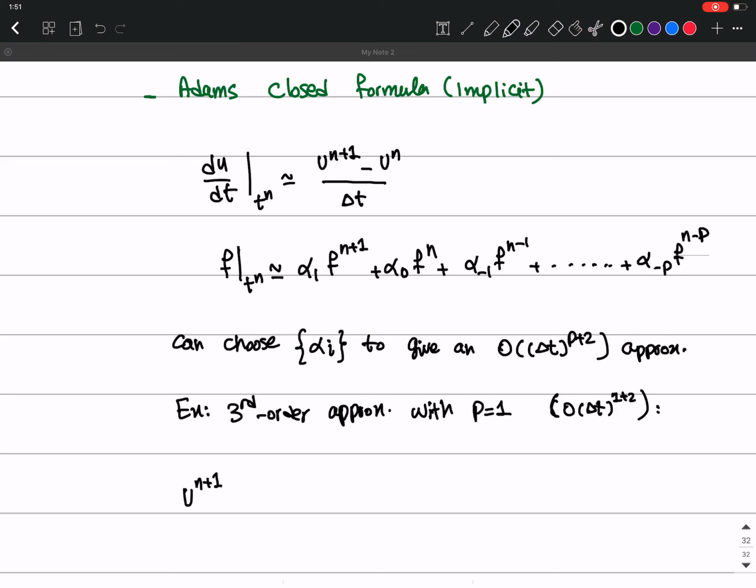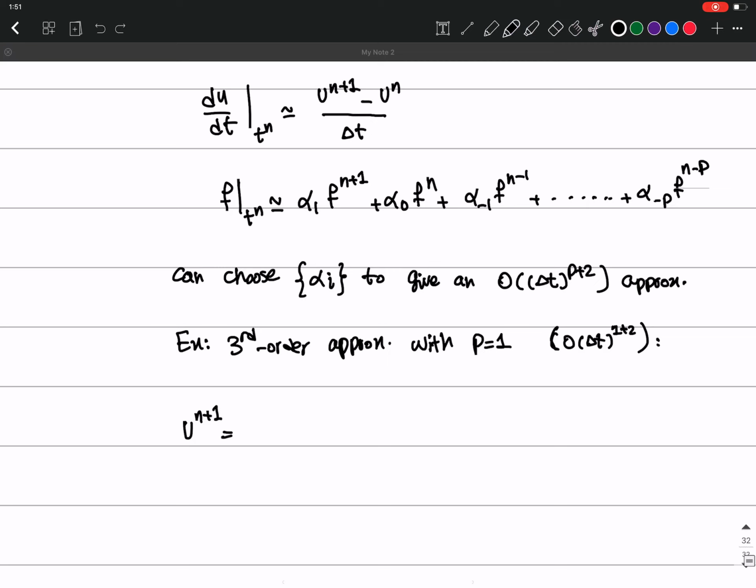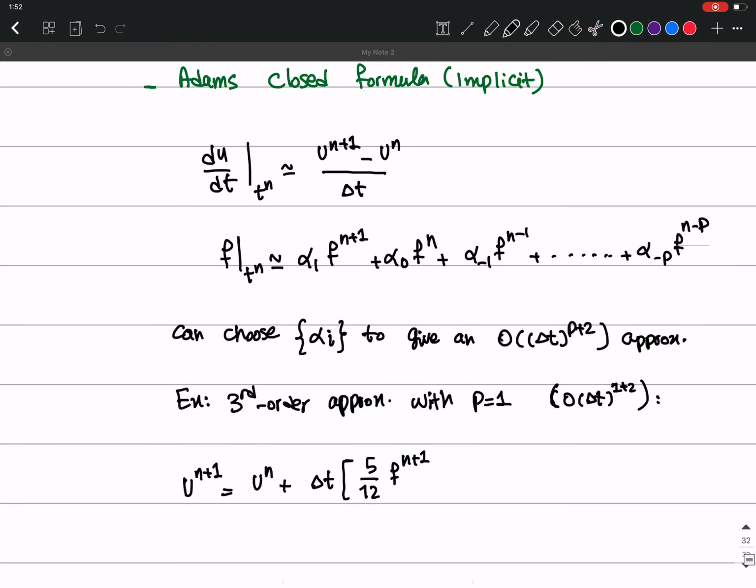un plus 1 equals, again, I'm going to bring this on the right hand side, rearrange the terms. I'm going to get un plus delta t, and the coefficients I have are 5 over 12 fn plus 1, plus 8 over 12 fn, minus 1 over 12 fn minus 1.